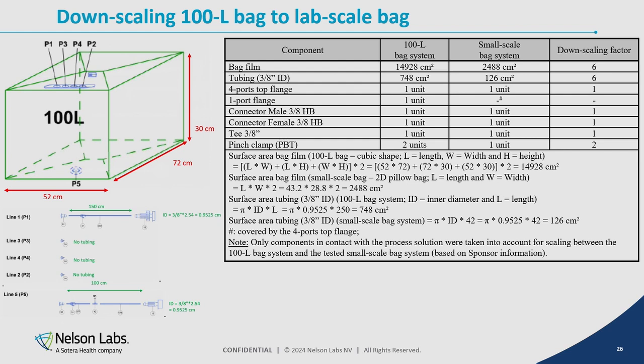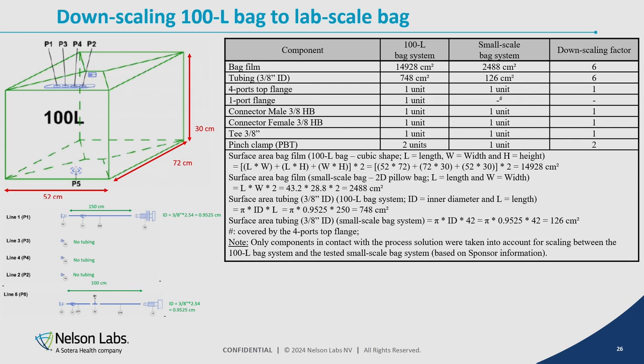And then for making the small-scale bag system, by trial and error, we found a scaling factor, let's say, that we could use to make a bag that is still compatible with our laboratory incubators. And for this project, the downscale factor was 6, meaning that the surface area of the 100-liter bag system was divided by 6 to have the small-scale bag system, and we did the same scaling factor for the tubing. So we made the tubing shorter to give it the same contact surface area as in the actual process.